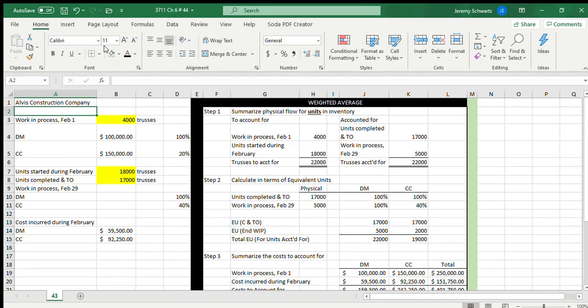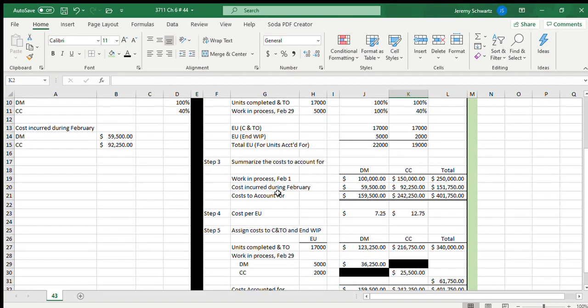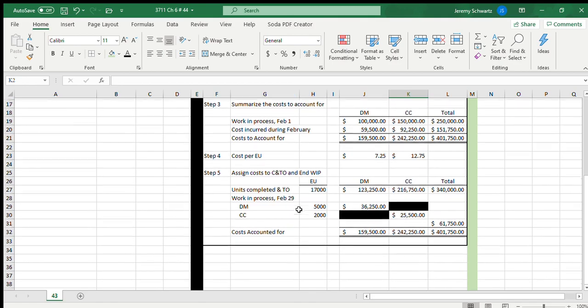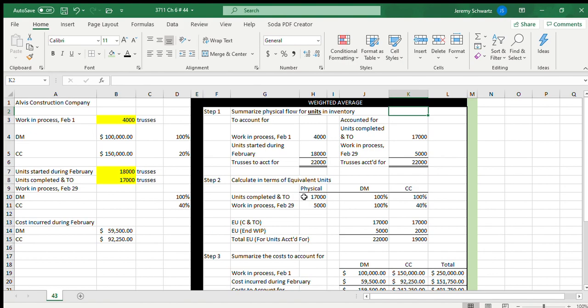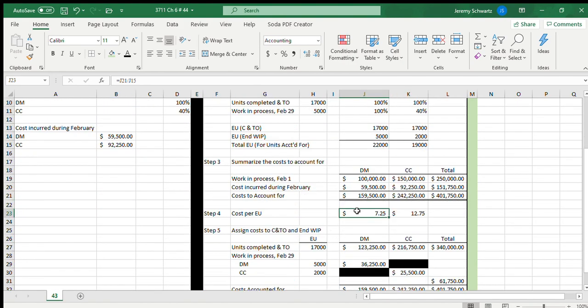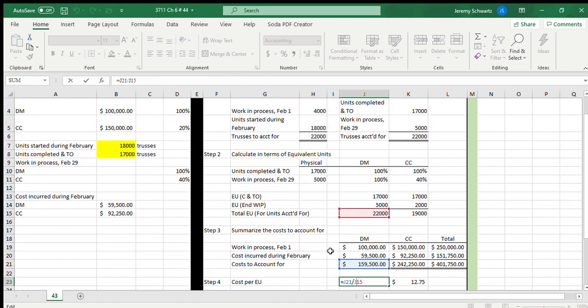All right, so what we're going to work on tonight is this case of Alvis Construction Company. You might recall this problem from earlier in the semester where we already calculated the production cost report under the weighted average approach, which I reproduce here. Now, in that calculation, the cost per equivalent unit is a function of the total cost to account for divided by the total equivalent units for units accounted for.